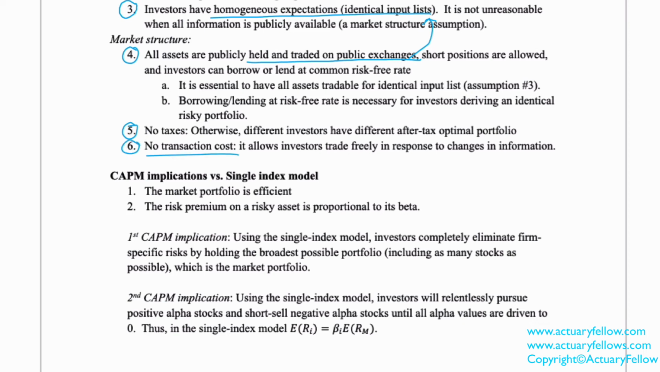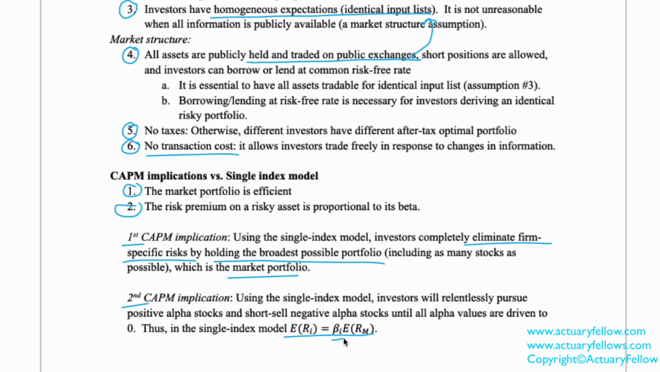CAPM has two implications. First, the market portfolio is efficient. Second, the risk premium on a risky asset is proportional to its beta. By using the single index model, first, investors can eliminate firm-specific risk by holding a portfolio with as many stocks as possible, which is the market portfolio. Second, investors would relentlessly buy up positive alpha stocks and short sell negative alpha stocks and drive the alpha value to zero. As a result, the expected risk premium of stock i is proportional to the market risk premium.